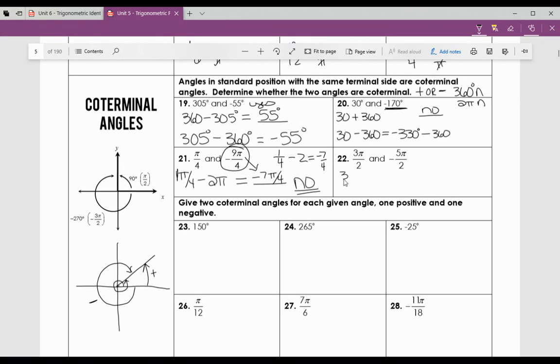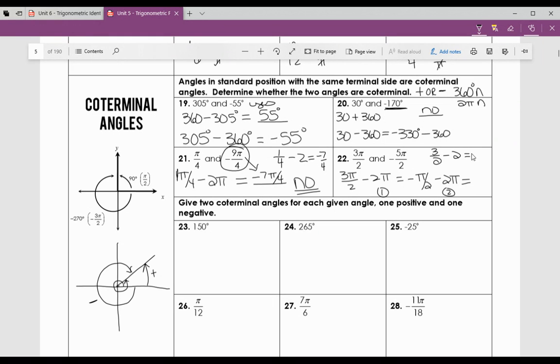For this one, 3 pi over 2 minus 2 pi. So what I'm typing in my calculator is 3 over 2 minus 2. All right, negative pi over 2. Now, I want you to do minus 2 one more time. This is one rotation. This would be a second rotation. You can subtract or add 2 as many times as you need to get the desired outcome.